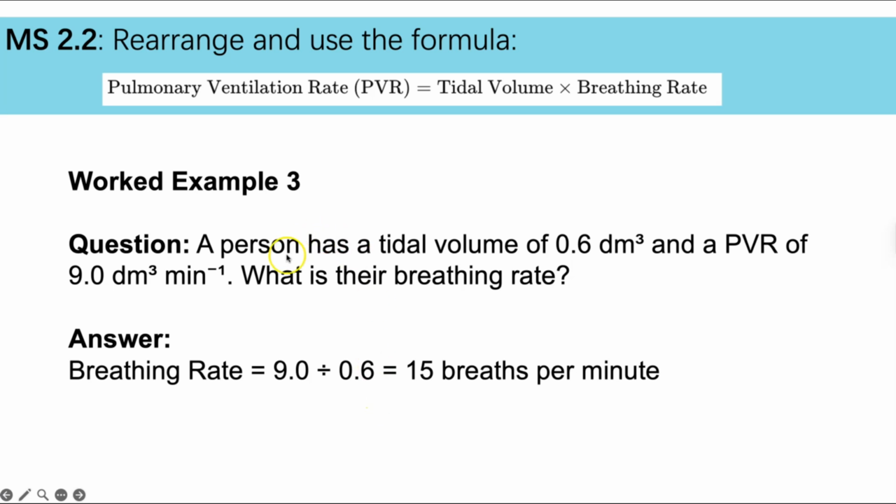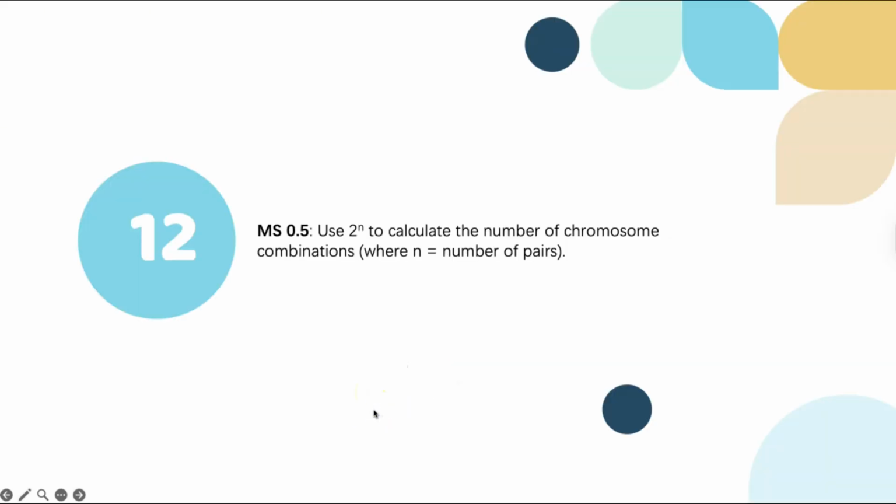Last option then, a person has a tidal volume of 0.6 decimeters cubed and a PVR of 9 decimeters cubed per minute. The breathing rate would be 9 for PVR divided by the tidal volume, which is 0.6, so they have 15 breaths per minute.